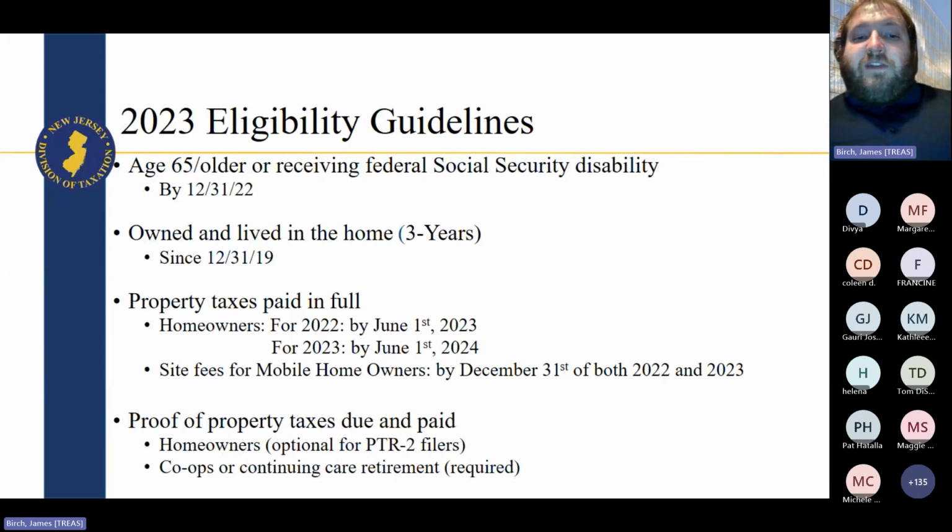A proof of property taxes due and paid. For a homeowner who is filing a PTR2 and they are not part of a co-op or continuing care retirement, they are no longer required to provide proof that they paid their property taxes. Previously, everyone was required to provide that proof. And if you're filing a PTR1, you are still required to. But this year, they made it optional for a homeowner who is filing a PTR2. Now, the division may at some point request that proof be provided, but it is not required when they file.